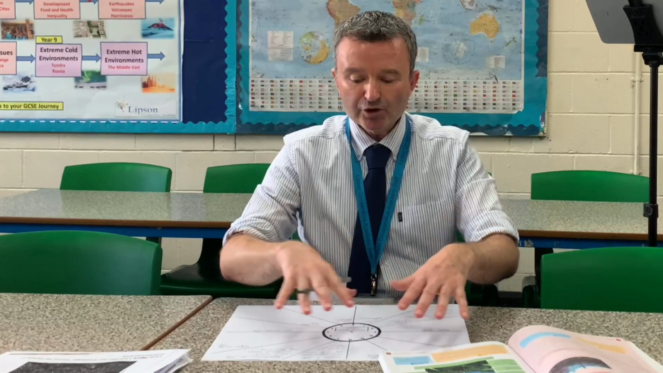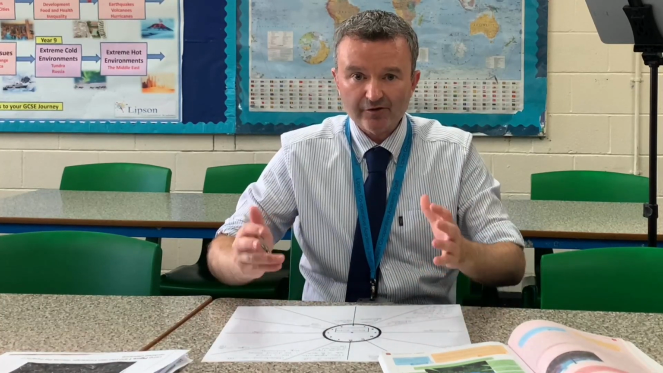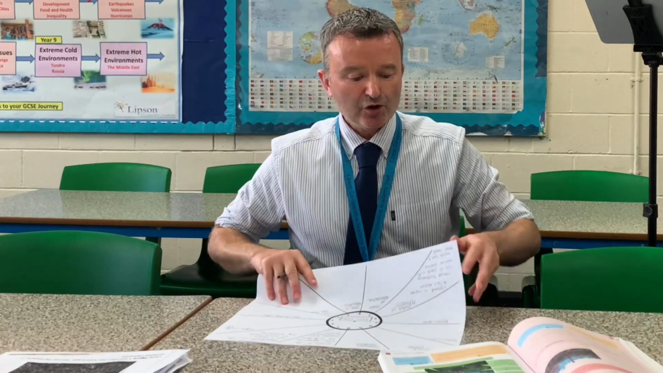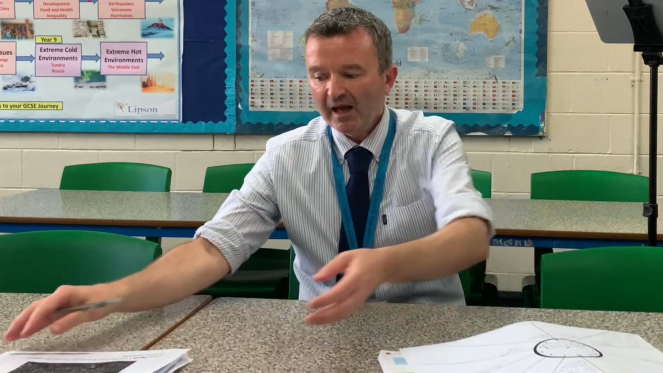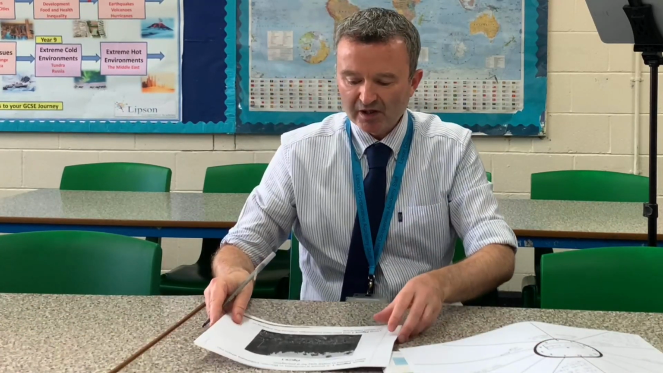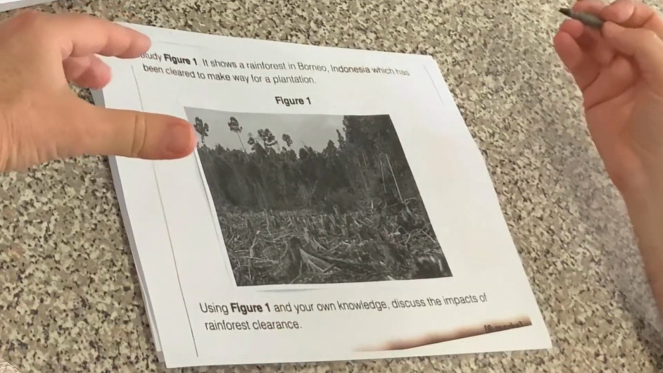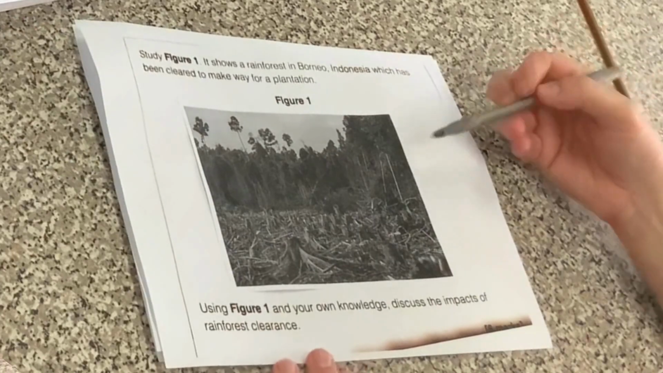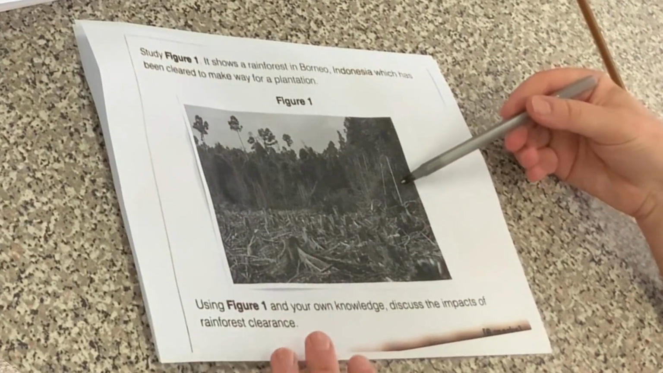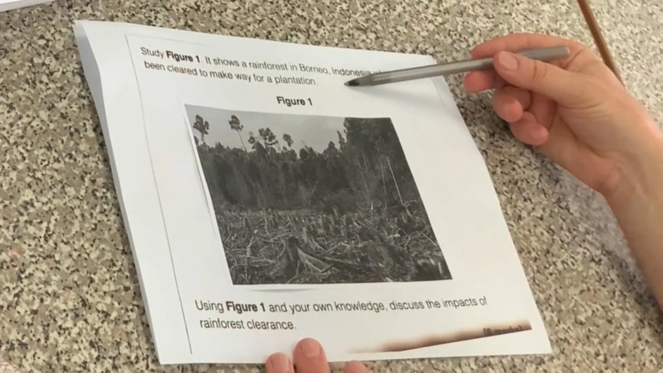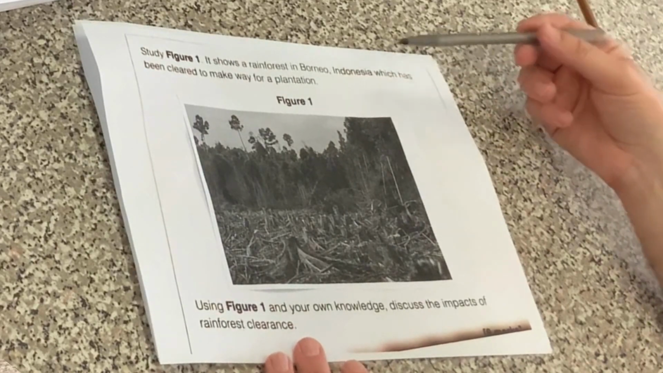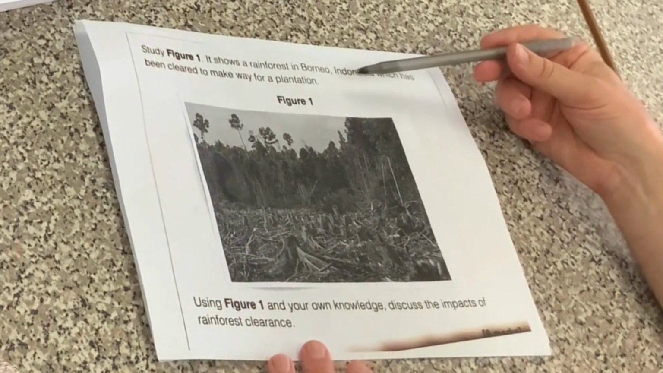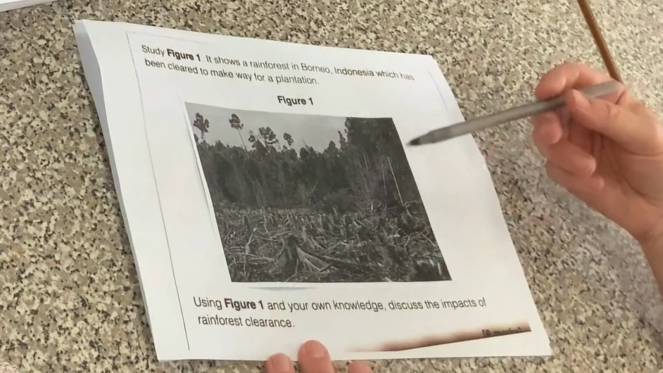Once you've got all of your clock finished, you're then going to have a go at looking at an actual question. I'm just going to put that to one side for now. And here is an actual question taken from the exam, I think it was 2 years ago. It says, study figure 1, and you can see figure 1 is a picture of the rainforest. It shows a rainforest in Borneo, Indonesia, which is being cleared to make way for a plantation. And you can clearly see the photograph.